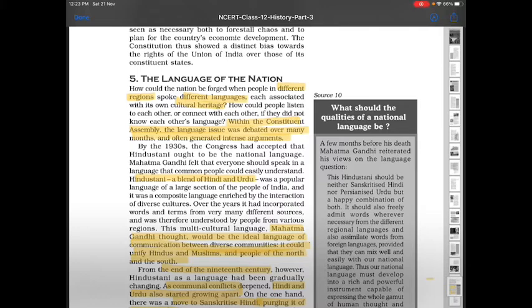This concept was also accepted by Mahatma Gandhi, and he advocated that everyone should speak this language. He also thought that this language would be ideal for communication and would unify both Hindus and Muslims and people of the north and south.